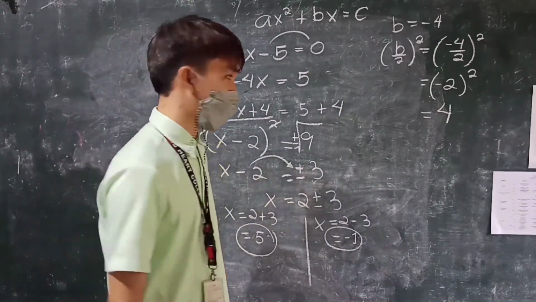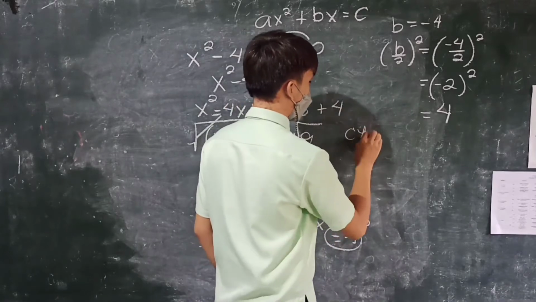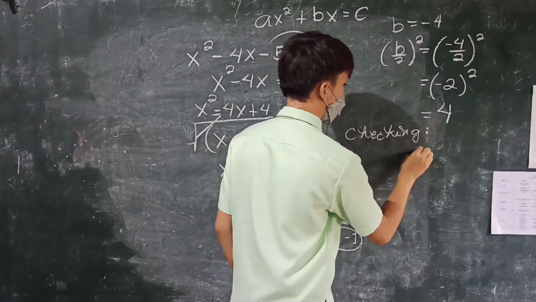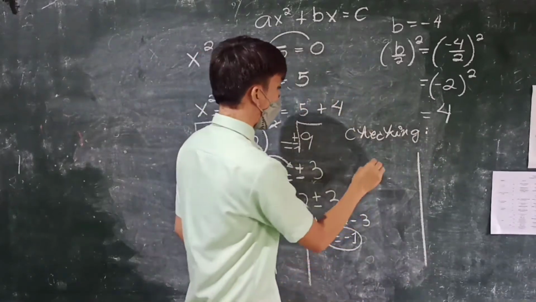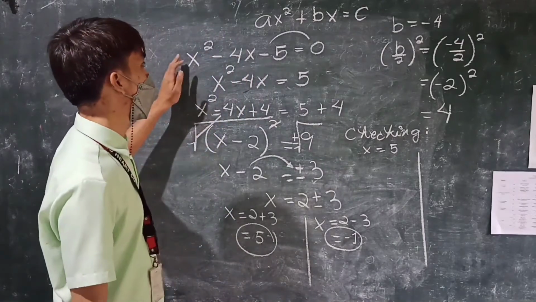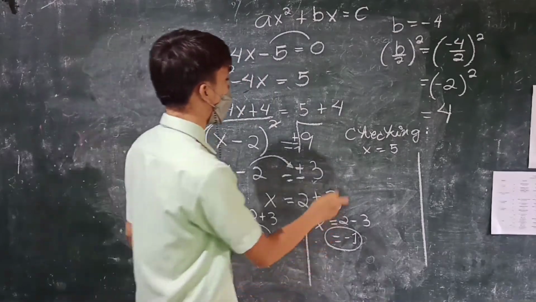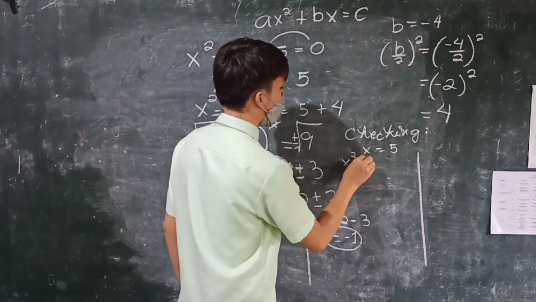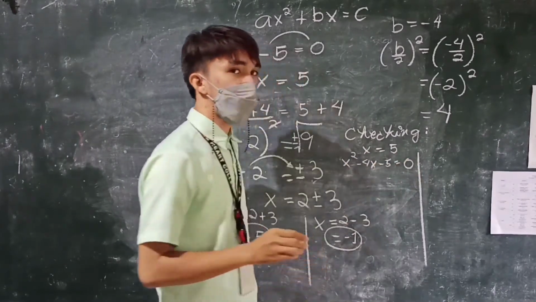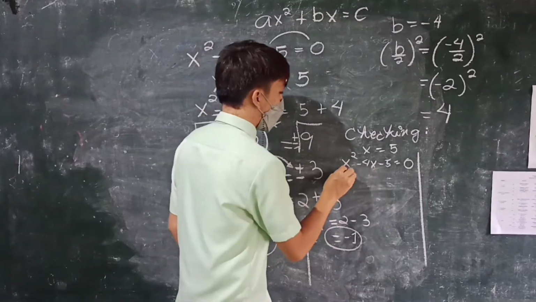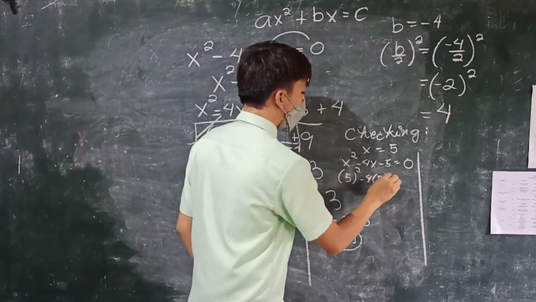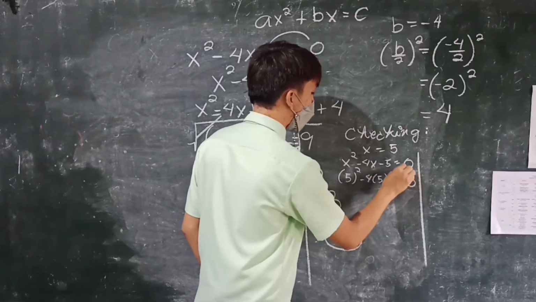Next, let's do the checking, to see if these roots really satisfy the given quadratic equation. So we have first x equals 5. We are going to use the original form of the quadratic equation, which is x squared minus 4x minus 5 equals 0. Then substitute 5 for all x. So we have 5 squared minus 4 times 5 minus 5 equals 0.